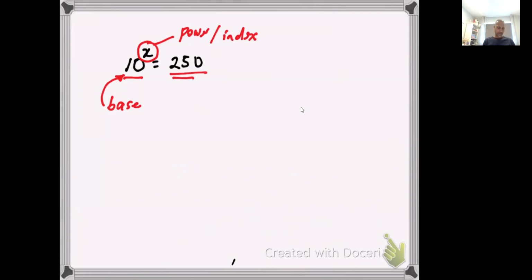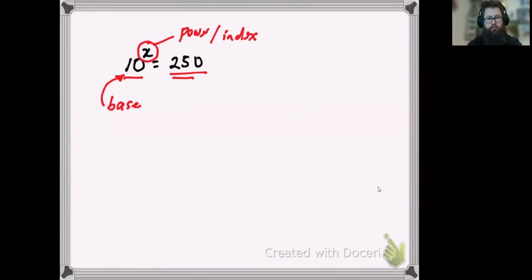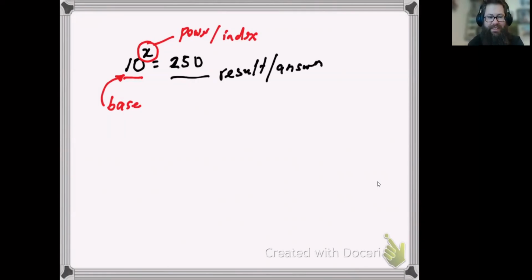Okay, so I think, sorry, give me a second. Greg, is there a special name for this 250? Would be a resultant. Result. I'm not sure. Resultant? I just put result or answer. But I don't think there's a special name for that bit here.